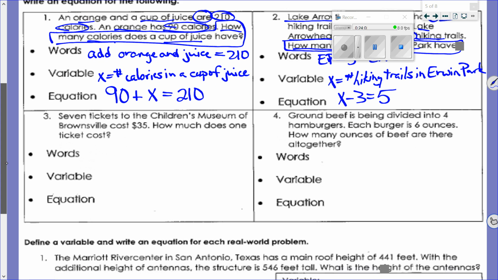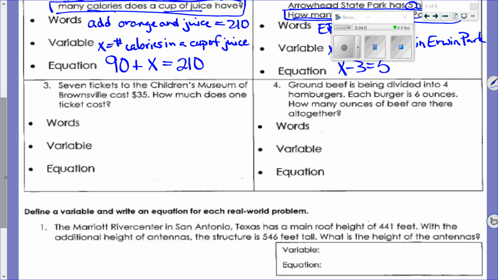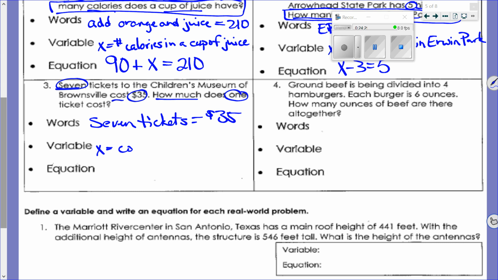Okay, our next two I'm going to go a little bit quicker because we're almost out of time. We have 7 tickets to the Children's Museum, cost $35. How much does 1 ticket cost? So if I do 7 tickets, I know it's going to equal $35. What don't I know? Cost of 1 ticket, in dollars. Good job, because we need to be as specific as possible, right? So our equation is 7x equals $35.